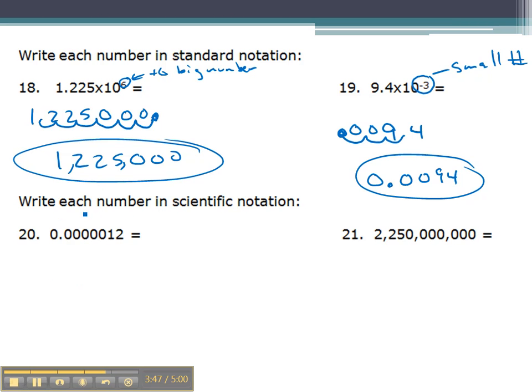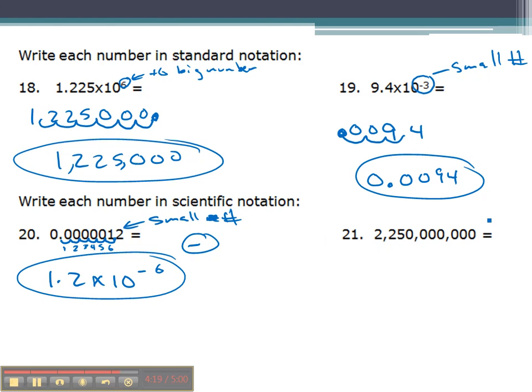Okay. On 20 and 21, we need to write each number in scientific notation. Now, looking at this number, this is a small number relative to 1. So I know I'm going to have a negative exponent. I just need to remember that at the end. So I'm going to move this decimal 1, 2, 3, 4, 5, 6 places. That gives me 1.2. I need a number between 1 and 10. And then it will be times 10 to the negative, how many jumps was that? 2, 3, 4, 5, 6. 10 to the negative 6 power.